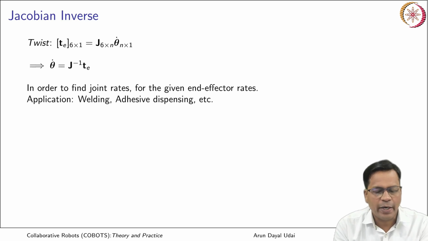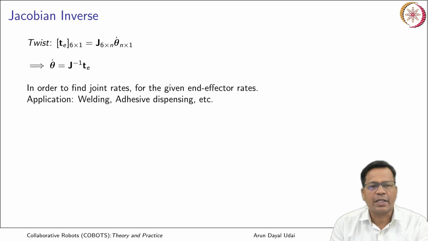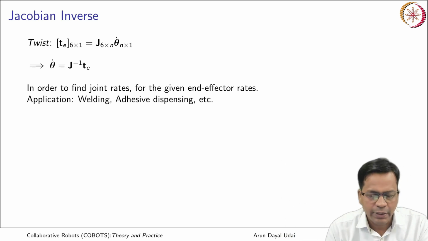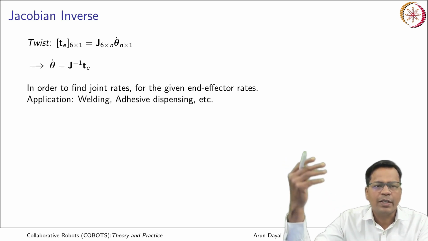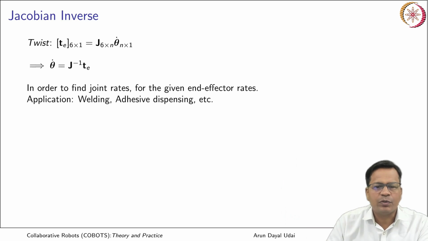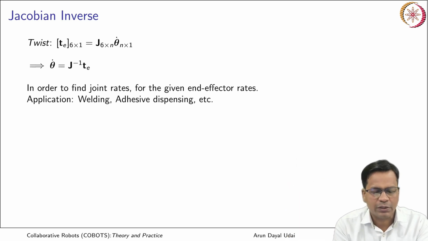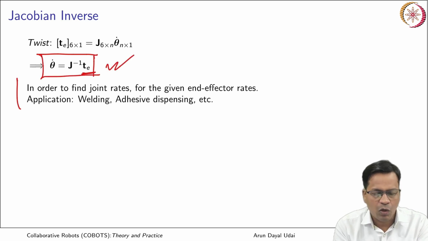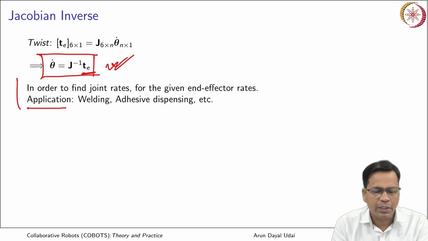So in order to find the joint rates, in quite a lot of applications like welding, adhesive dispensing, profile following, or painting, you already have an input of end effector velocity and you have to find the corresponding joint velocities for the given end effector velocities. So how will you do it? All these applications will demand this particular equation, so the Jacobian inverse will be required.